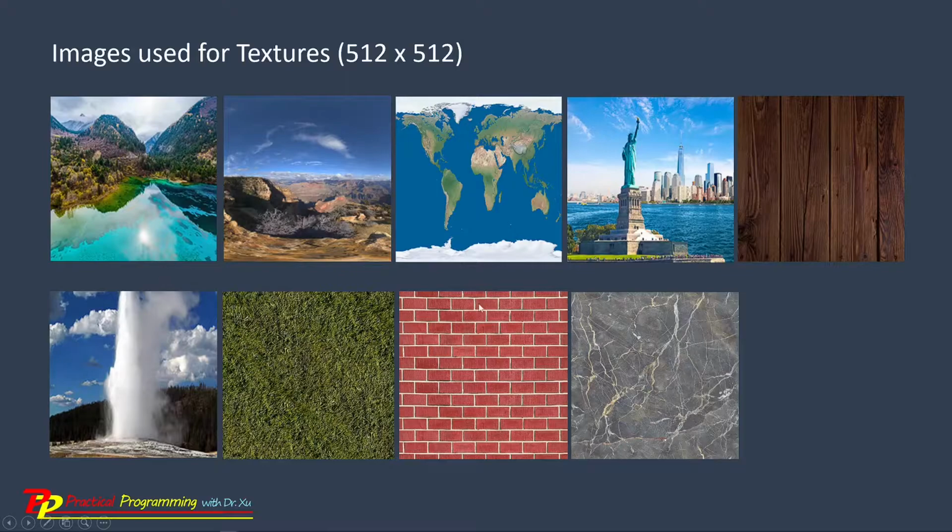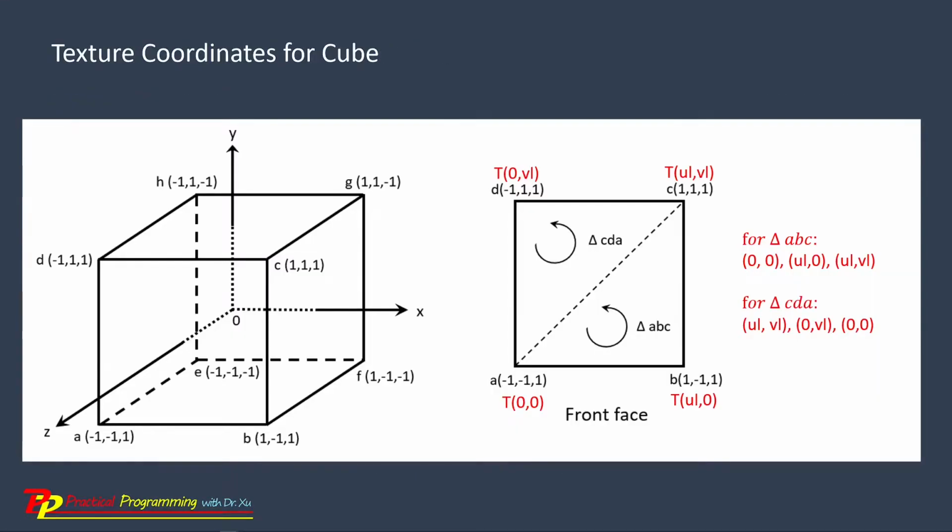Here are 9 images, including Jiuzhaigou, Sichuan Province, China, Grand Canyon, and Earth, New York City, wood, Yellowstone, grass, brick wall, and marble. Of course, you can also use your own images for the texture mapping. The texture coordinates for the cube can be easily generated. Here are the vertex coordinates for this cube.